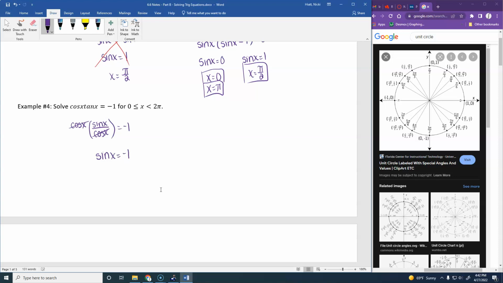Sine is our y-coordinate. That y-coordinate equals negative 1 right here at 3 pi over 2. So x would be 3 pi over 2. This one.